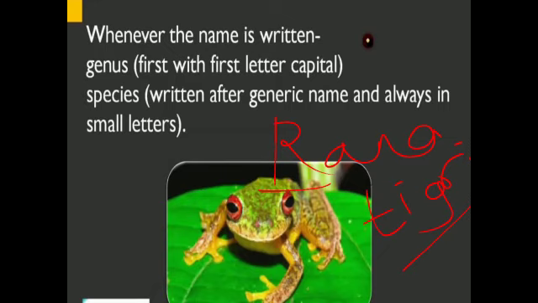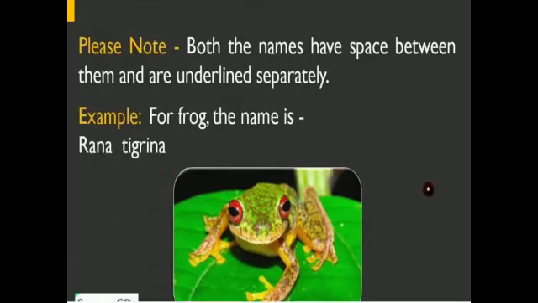Take the example of us humans. The scientific name of humans is Homo sapiens. H is written in capital letter and sapiens is written in small letters. Both names have a space between them and are underlined separately. For the frog, the name is Rana tigrina, and both names are underlined separately. They have a space between them and are never written together. So this was binomial nomenclature.